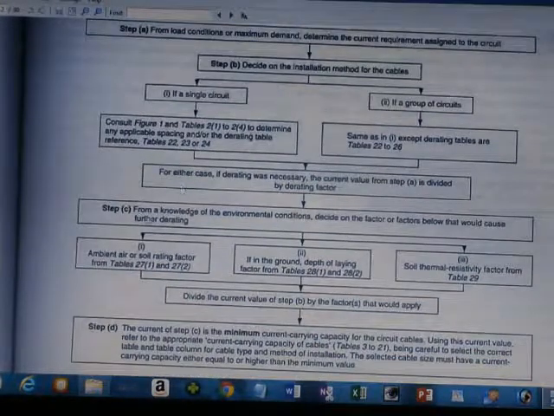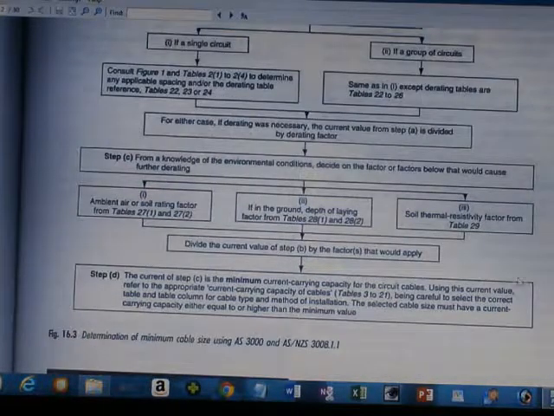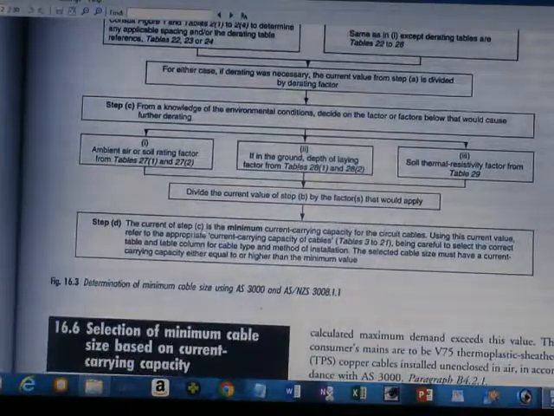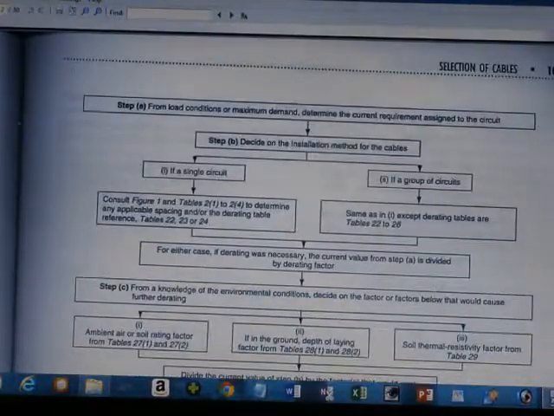And then we concern ourselves with the environmental conditions, and decide on the factors that could cause further derating. So the environmental condition also impacts the derating of the cable. We have to determine the ambient temperature, the soil thermal resistance, or the ground depth, which we have to consider. Then the current value is divided by the derating factor, and we determine the minimum current carrying capacity for the cable circuit. Those are the steps that we have to utilize to select the cable size.